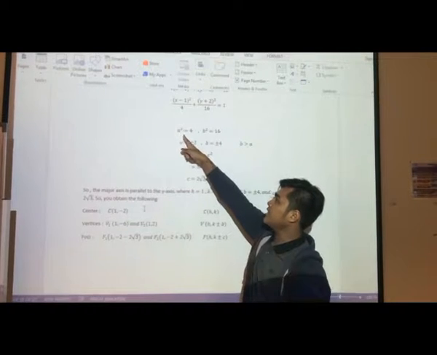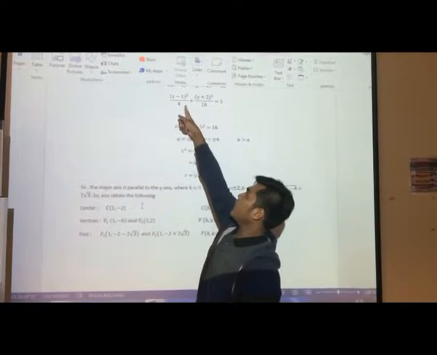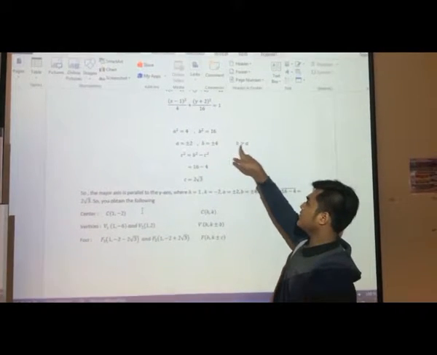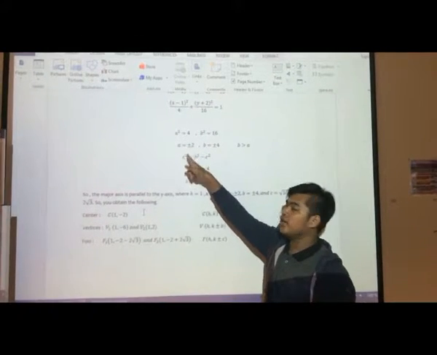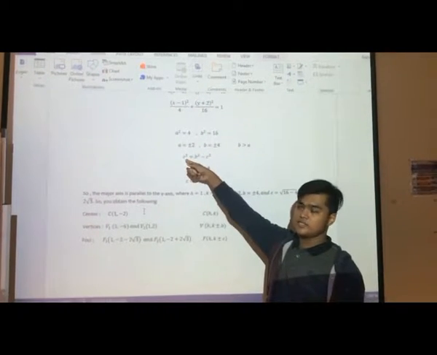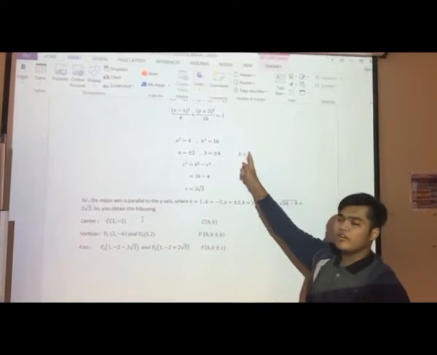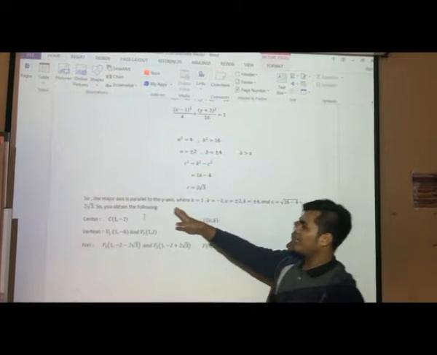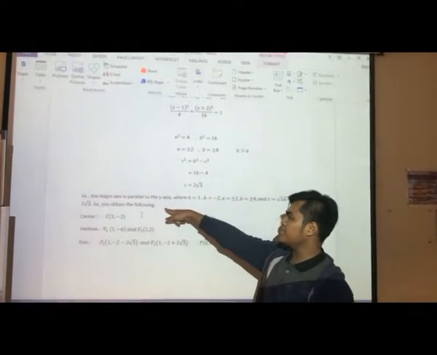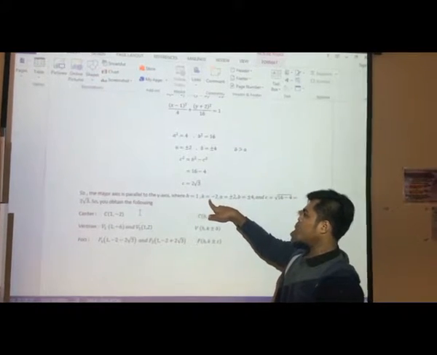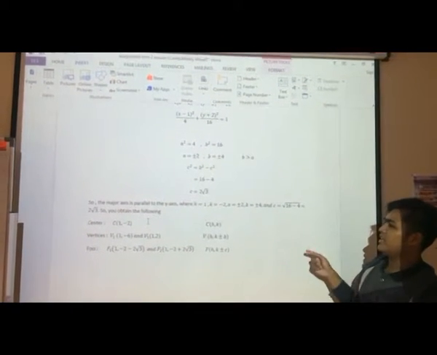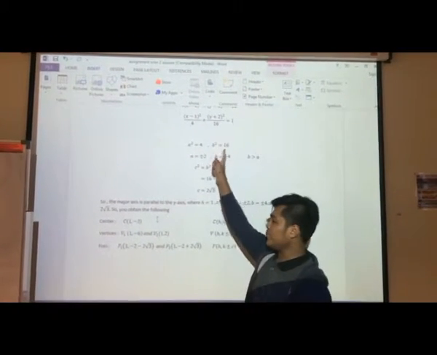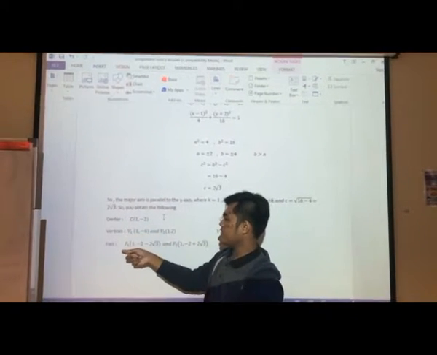We can decide the a squared and b squared. This is a squared, this is b squared. Okay, and then we can see that b is greater than a. Then we can find this c squared. Okay, we already know that b is greater than a, so it is a vertical ellipse. Okay, so we can find the major axis, h, k, a, b and c. Okay, and then from the standard equation, we can find the center, vertices and foci.